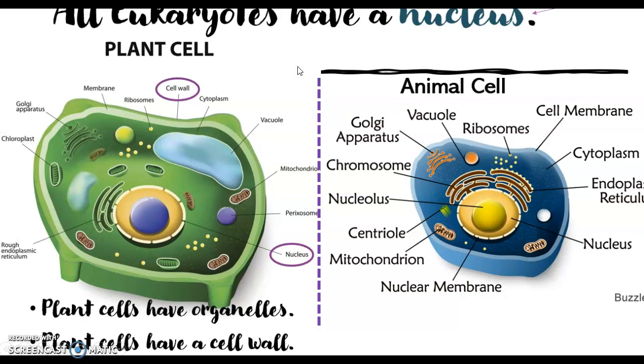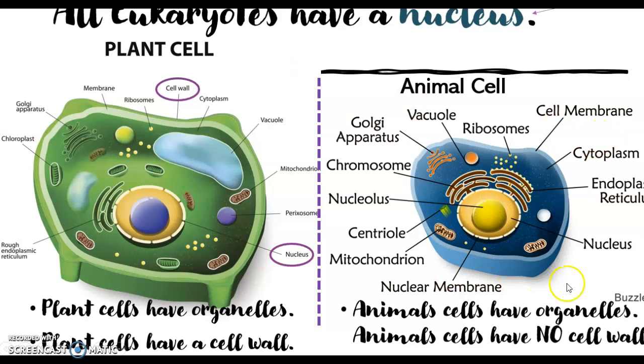Well, let's look at the animal cell. The animal cell also has organelles. You can see the different organelles here, but animal cells have no cell wall. That makes them different from plant cells. So if you were to eat celery or some fruit, it'll be crunchy. That's because of the cell wall. But animal cells don't have that. Now they do have a cell membrane and a nucleus, and of course, both of them have cytoplasm.